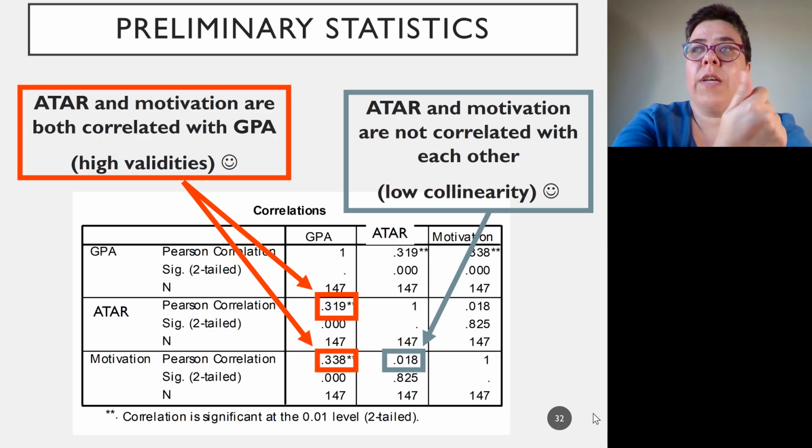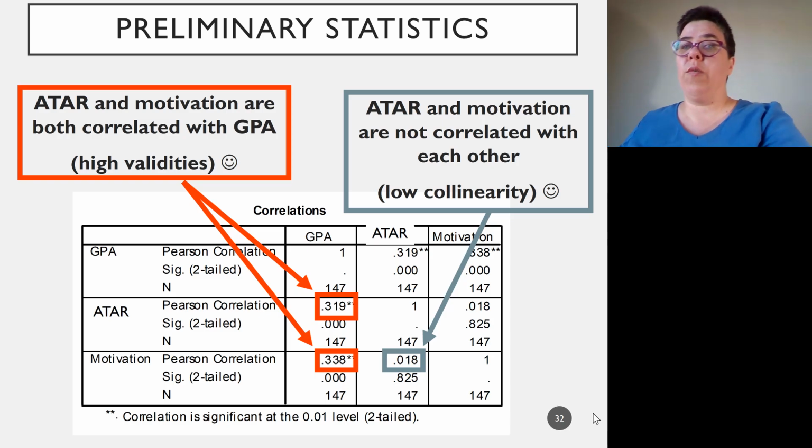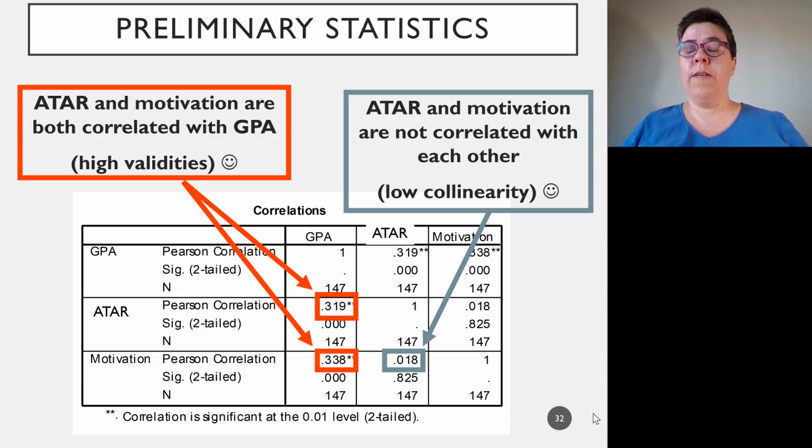In contrast, when we look at the association of ATAR and motivation, they're not correlated with each other. That's low collinearity. Now, low collinearity is good because, as we've talked about, collinearity can be associated with instability of regression coefficients. We don't want to have collinearity in these approaches.